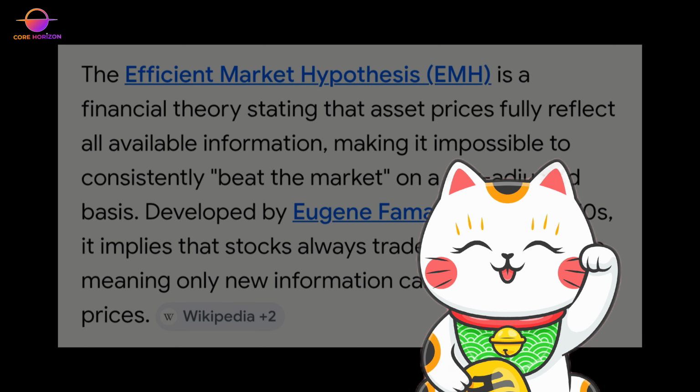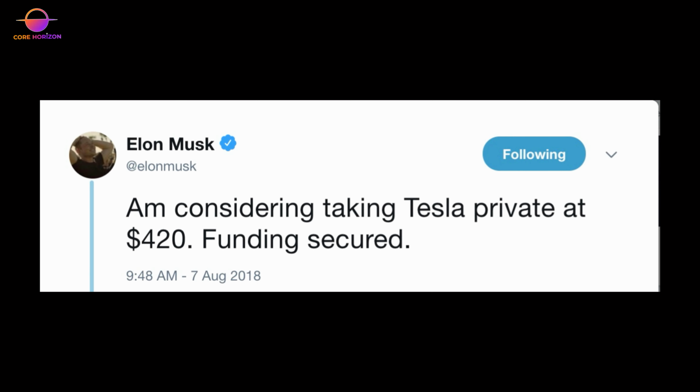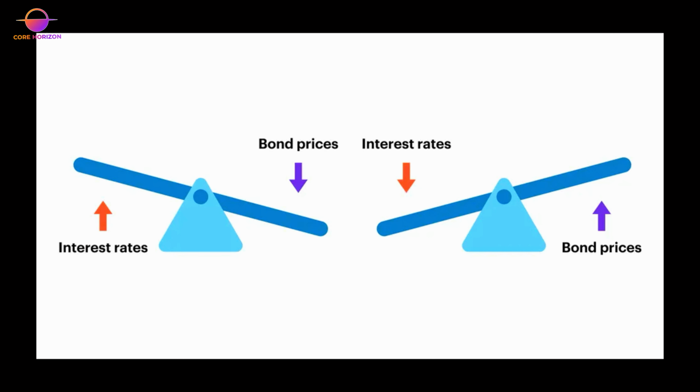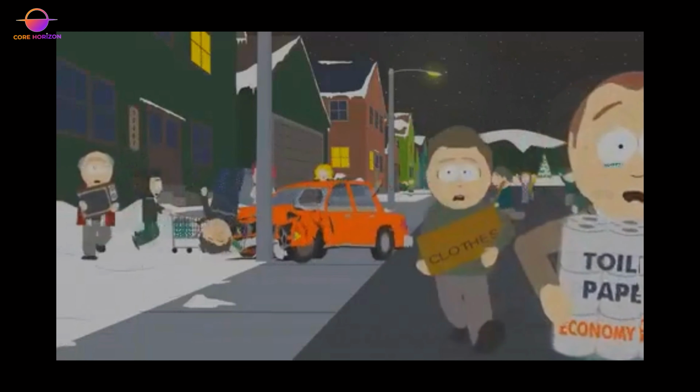You can't beat the market unless you're lucky, cheating, or Elon's tweeting. Bonds are boring, but important. You lend, they pay interest. Safe-ish until governments default. Bond prices fall when interest rates rise. That rule alone nukes economies.